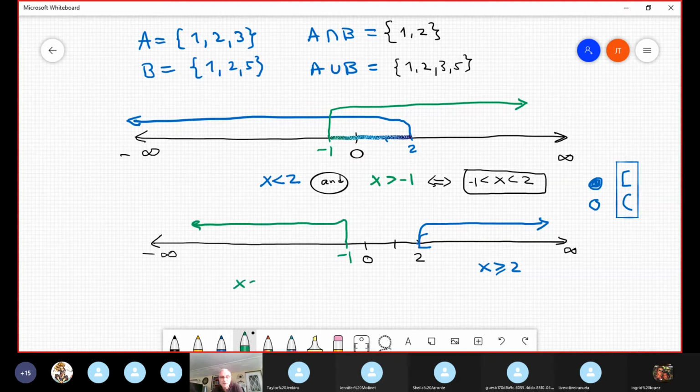This is x less than or equal to, bracket here, -1. So I want to connect green and blue using "and". And remember, "and" is the common part. So we connect this one and this one using the "and" conjunction, and "and" represents the common element. And you can see, wow, there is nothing in common.